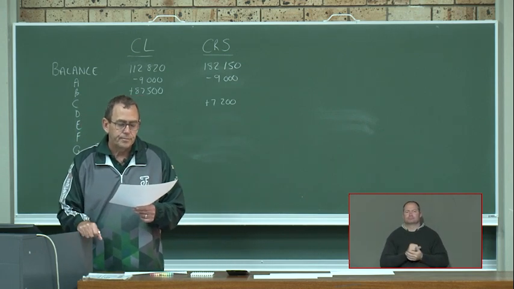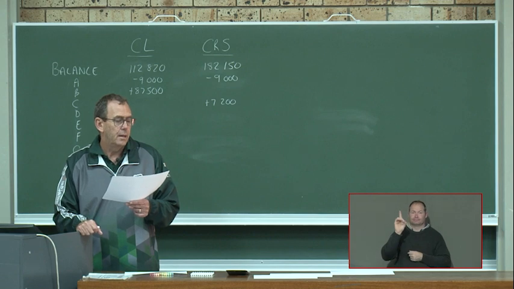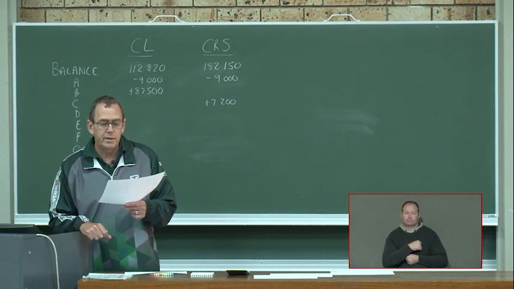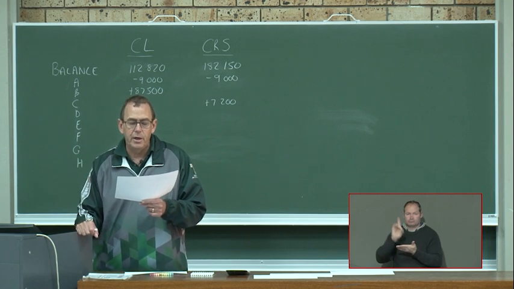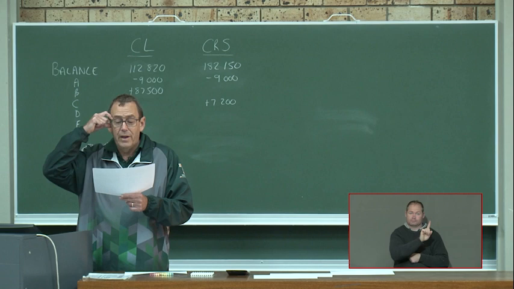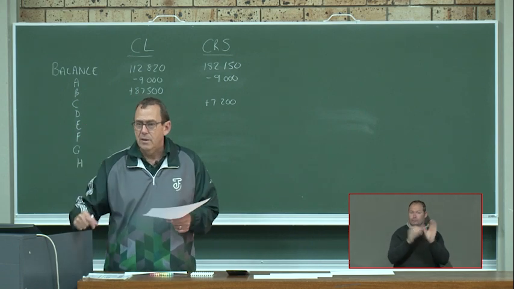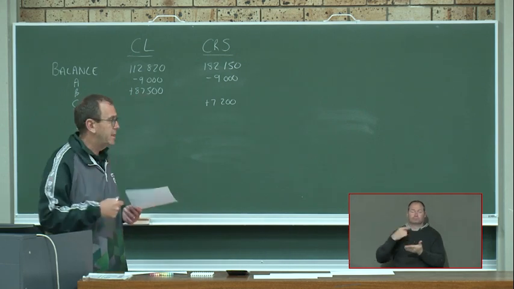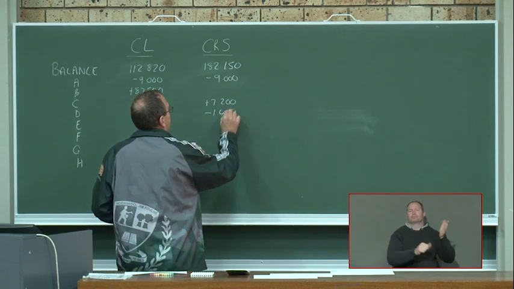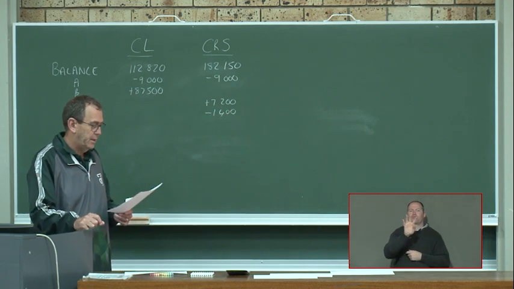Number D, KZ Stores, we had correctly recorded a discount of 1,400 for early payment. This has not been reflected on the statement from Valley Limited. So a discount decreases our account, so they didn't do it, so they have to subtract another 1,400 rand.